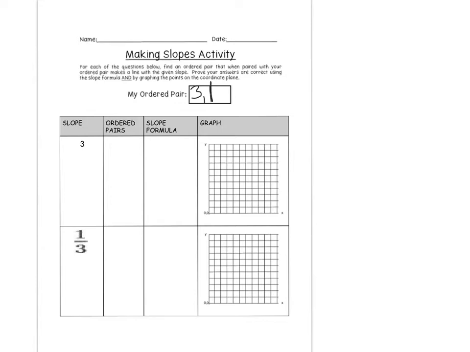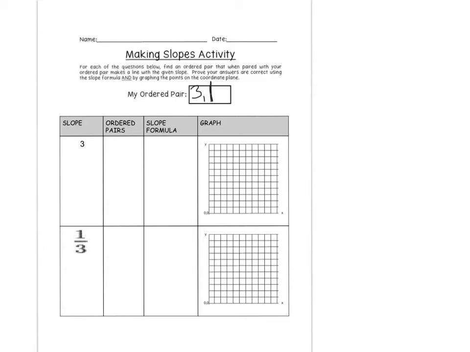So if we look right here, this slope is the slope 3. So I need to use my ordered pair 3, 1 and some other set of ordered pairs to find a slope that equals 3. So how I'm going to do it is I'm going to think of my ordered pair 3, 1 as my first set of pairs, so x sub 1 and y sub 1. And then I'm going to try to find different ways to make the number 3 over 1.